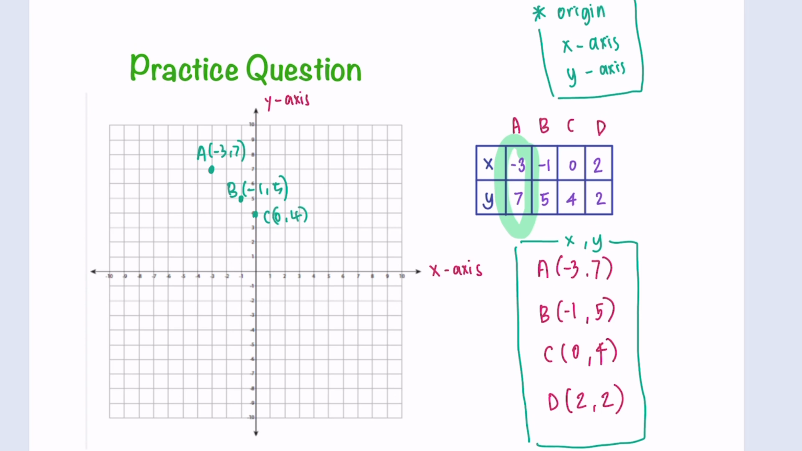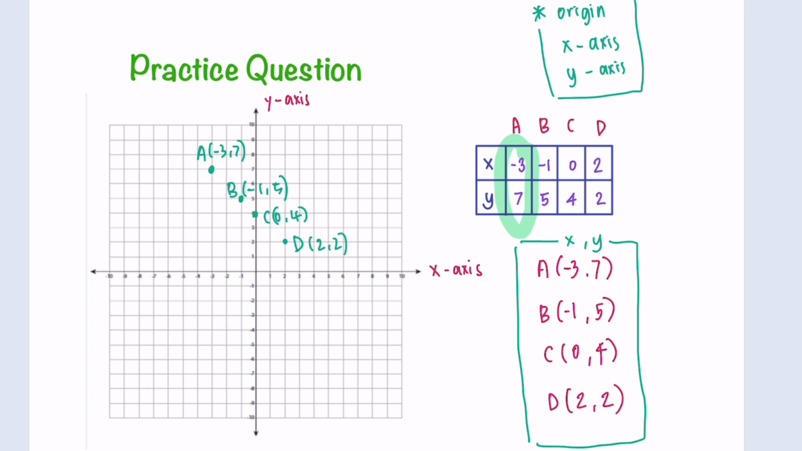And lastly, for point D, we have the coordinates 2 for the x and 2 for the y. So starting at the origin, I'm moving 2 steps on the x, positive, so moving 2 steps to the right, then moving 2 steps along the y, positive 2, so I'm moving 2 steps up. So right here would be point D. And the coordinates for point D is 2 and 2.